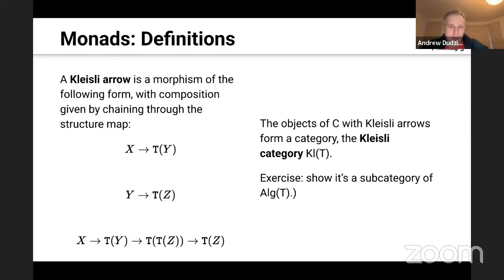Okay, so in general, I want to say what a Kleisli arrow is. It's these morphisms from X to T of Y, and you compose them, as I said, which means that they form a category. So we have this in addition to the category we started with, and then the category of algebras. We also have the Kleisli category, but as an exercise, you can show that this is actually a subcategory of the category of algebras. It's the subcategory of algebras that are of the form T of X.